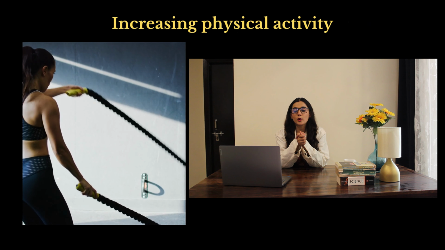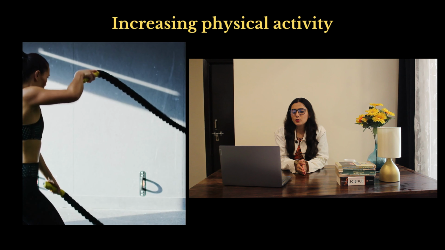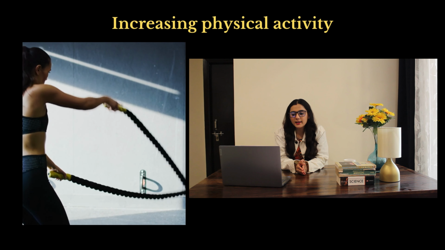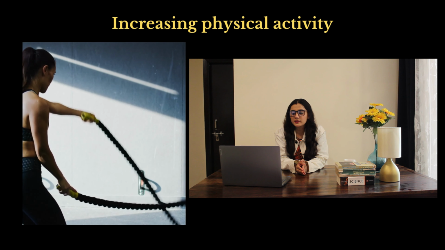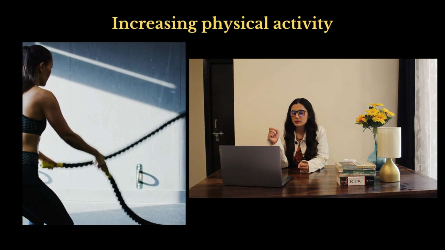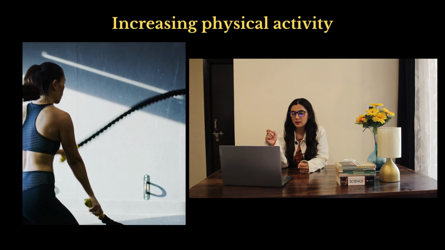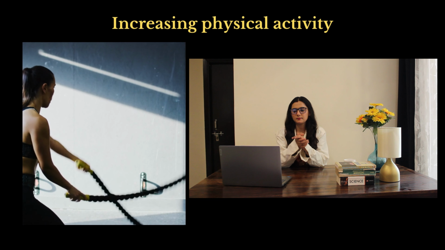Then comes the next point, that is increasing physical activity. In addition to helping you lose weight, exercise can help lower blood pressure naturally and strengthen your cardiovascular system. So aim to get 150 minutes of moderate physical activity, that's about 30 minutes 5 times per week.